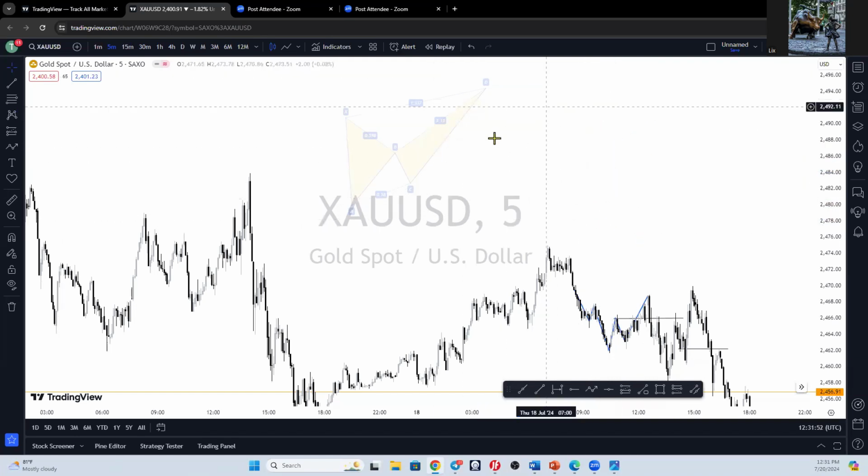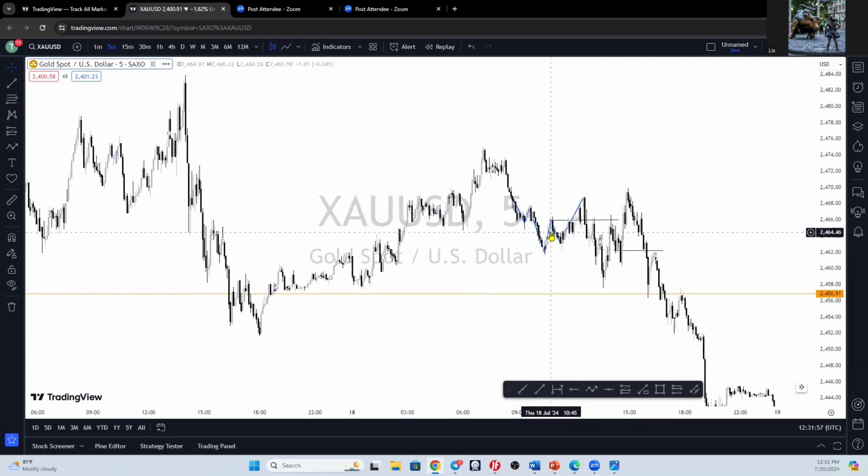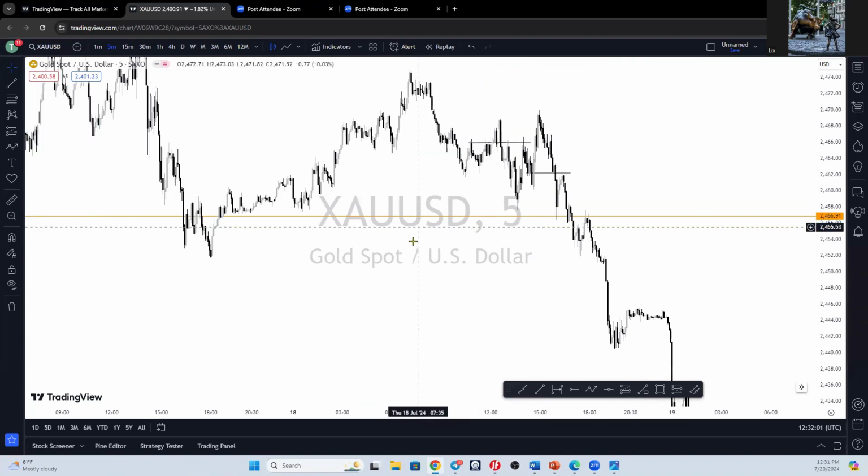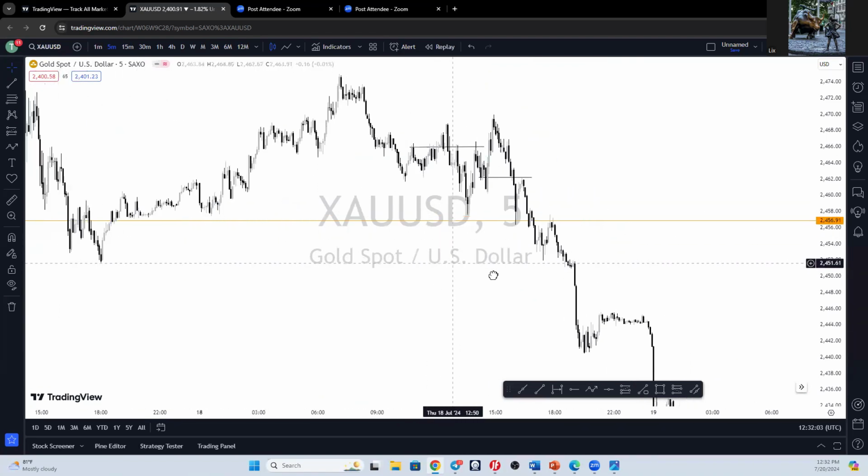But if you don't know direction, you will trade and then you get stopped out. So that is why in my mentorship, I emphasize direction most of the time.